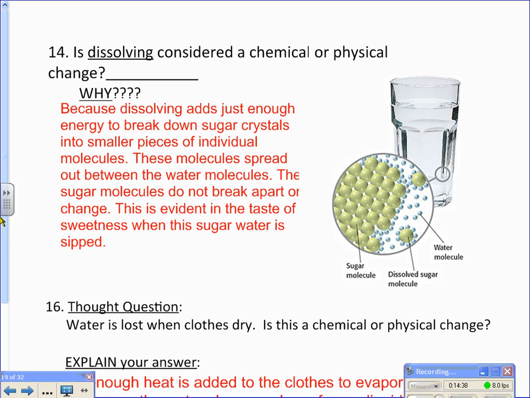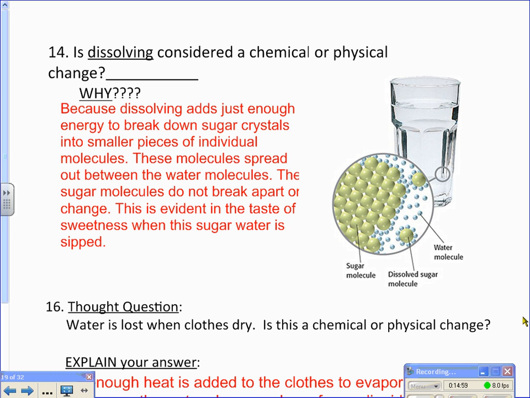The sugar molecules do not break apart or change. The individual elements remain the same. And when we take a sip of that sugar water, we can taste the sugar. We can taste the physical properties of water. So we know that both of those are in there. Nothing has been changed chemically.